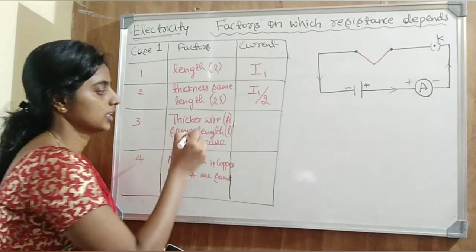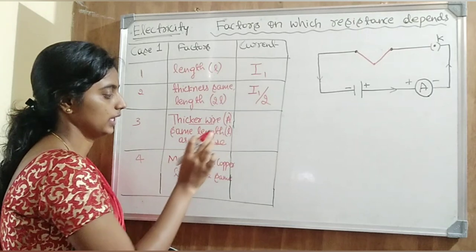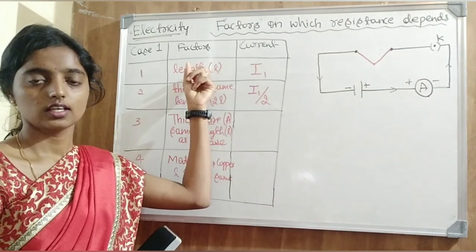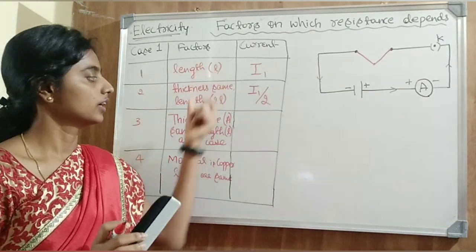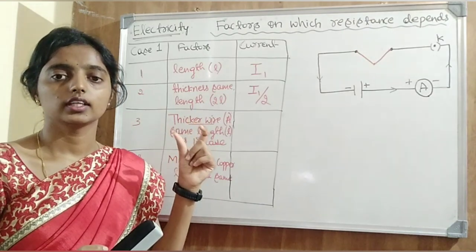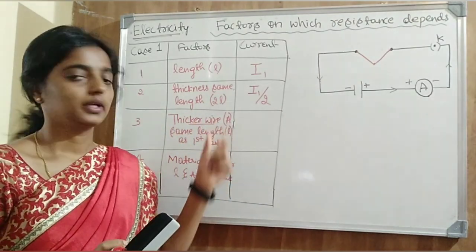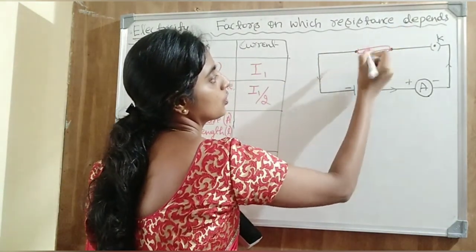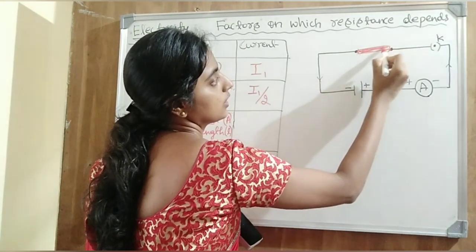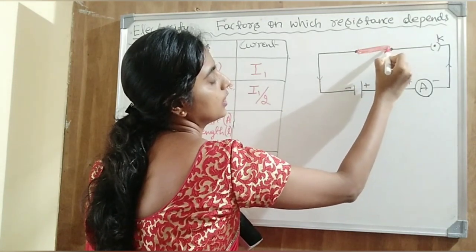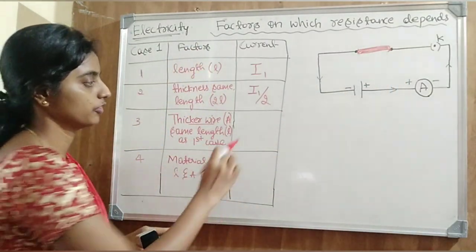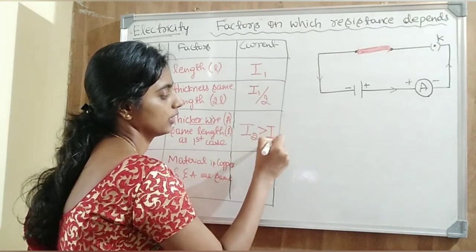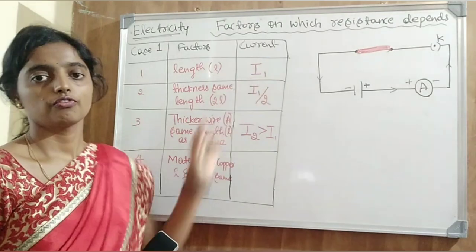The third case: thicker wire, same length as first case. Here the length is the same as the first case and the same material, that is nichrome wire, and here we are taking a thicker wire, that means only the cross-section area of the material is increased. So maybe our wire looks like this. The cross section is increased. Now again take down the reading and we will get I2, which is greater than I1, meaning our reading is greater than the first one.